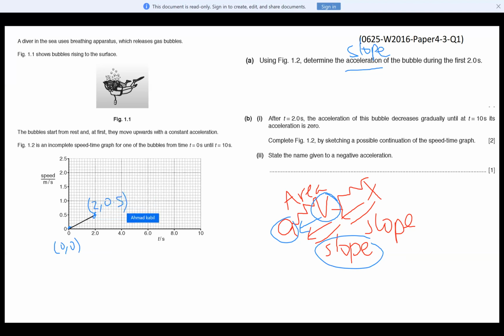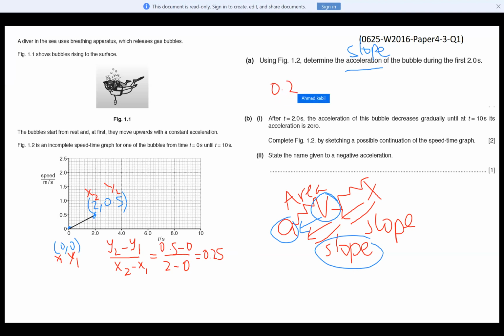So in order to get the slope, all you have to do is y2 minus y1 over x2 minus x1. Of course, this would be x1, this would be y1, and here you have x2 and y2. So you get 0.5 minus 0 over 2 minus 0, and that gives you 0.25. Therefore, the acceleration in this case would be 0.25 meters per second squared.